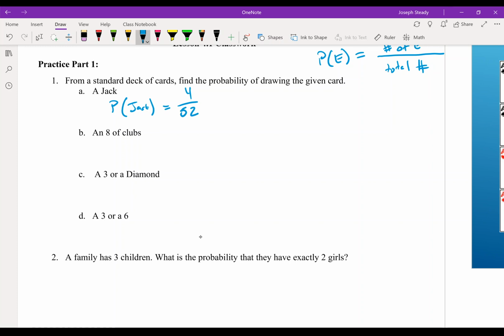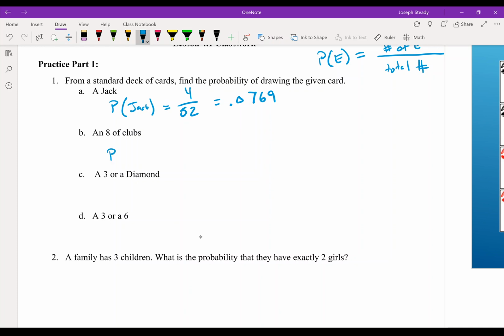And sometimes it's easier to compare these numbers if you turn them into decimals. So I can turn this into a decimal, which is about 0.0769. Or you can leave it as a fraction. That's fine. And you don't have to necessarily simplify fractions, because sometimes it's easier to leave it unsimplified so you can see where the numbers came from.